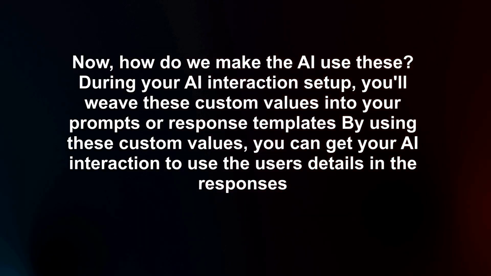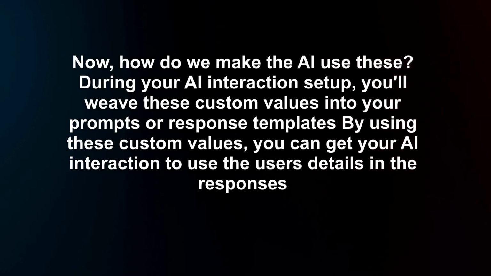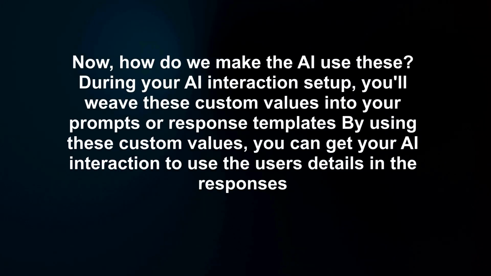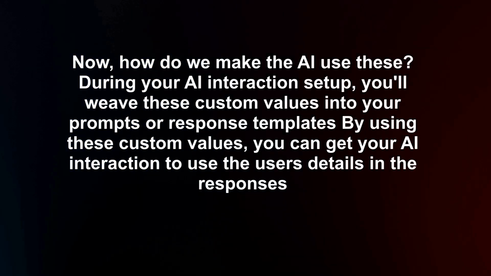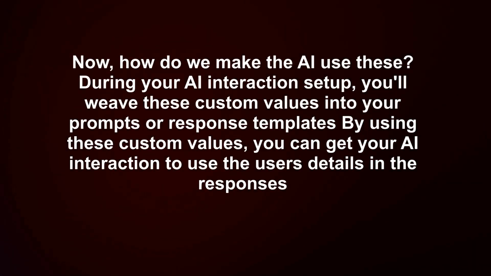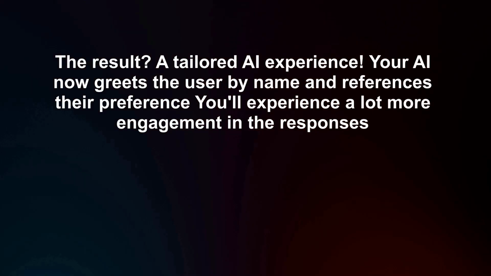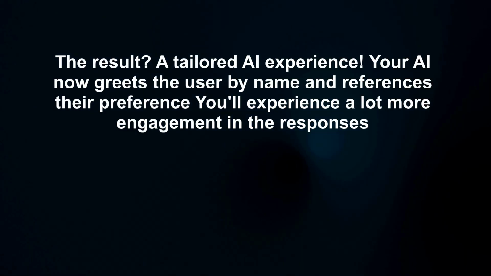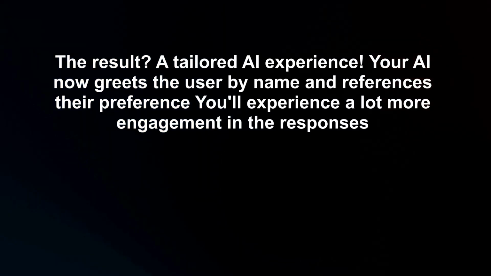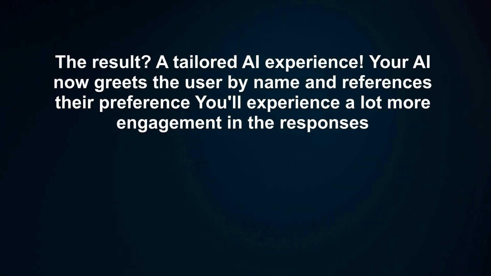Now, how do we make the AI use these? During your AI interaction setup, you'll weave these custom values into your prompts or response templates. By using these custom values, you can get your AI interaction to use the user's details in the responses. The result? A tailored AI experience. Your AI now greets the user by name and references their preference. You'll experience a lot more engagement in the responses.